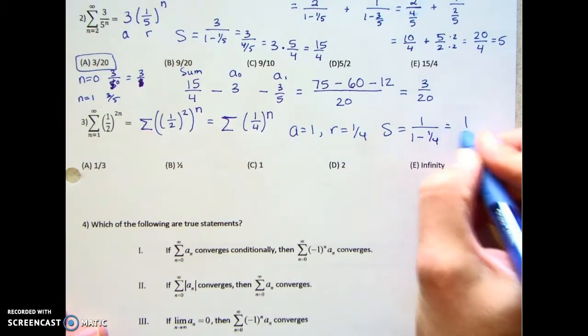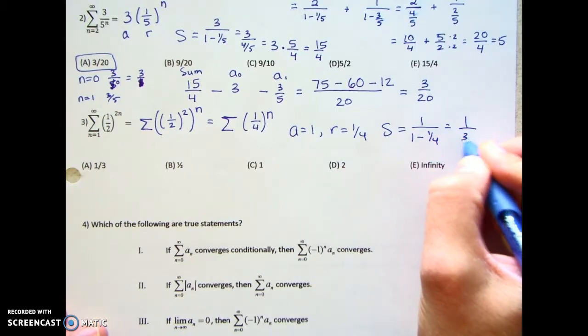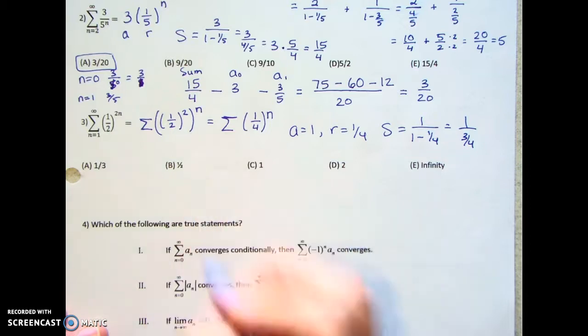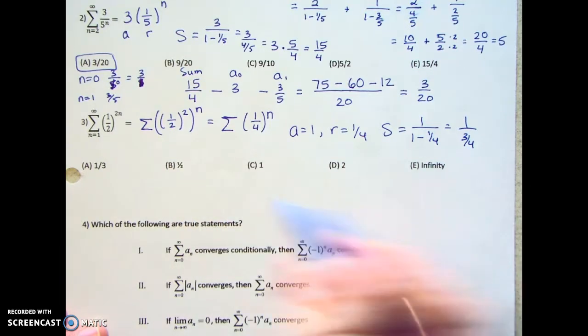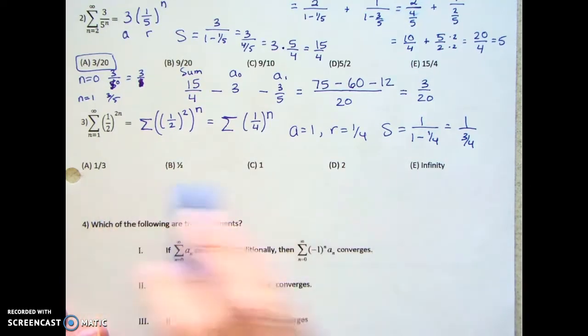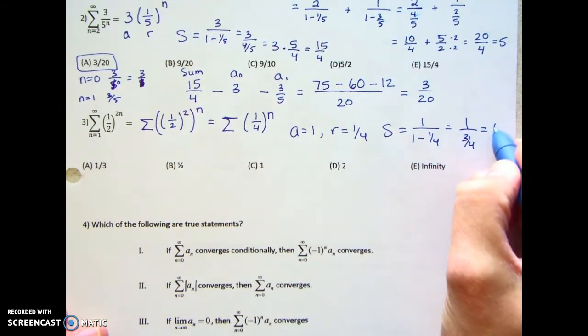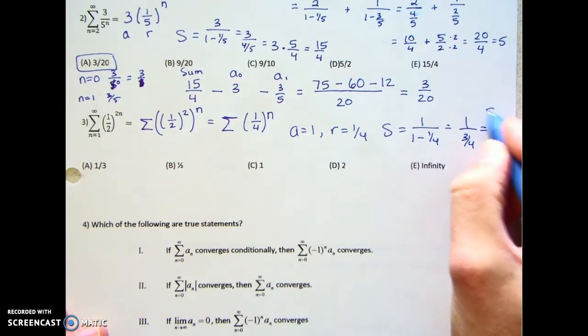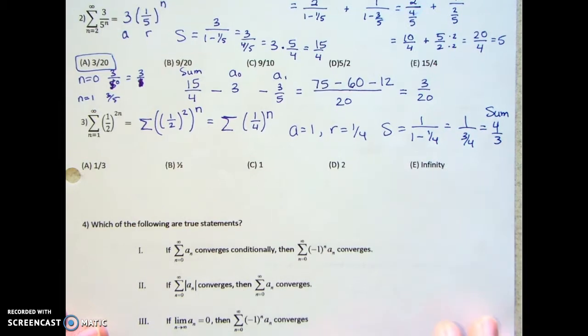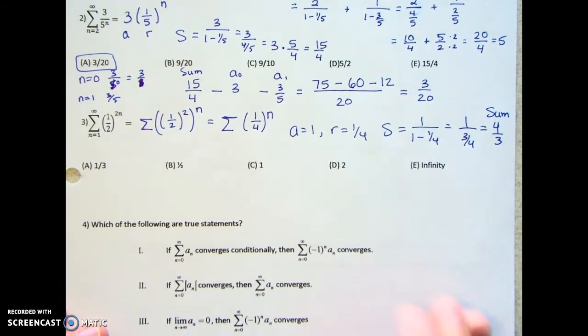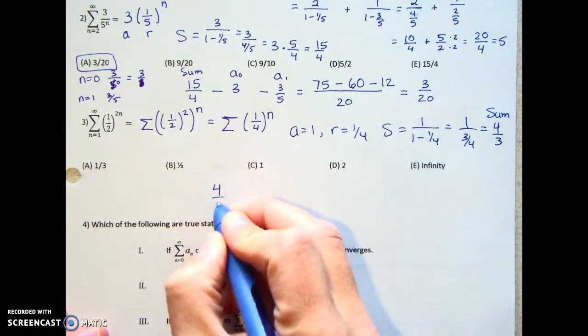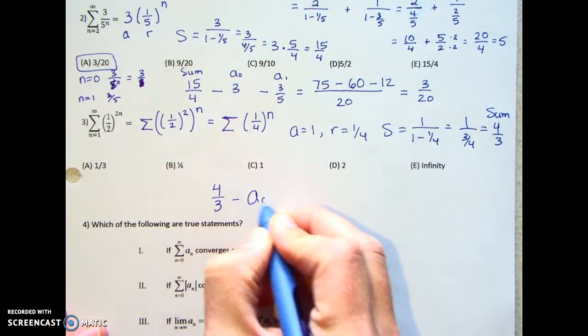So that would be 1 over 3/4, which means the sum is, oh my gosh, it's not here. Our answer 4/3 isn't here. Why not? That's the total sum. If we started at 0, what do we need to do? Where did we start? We started at 1. So we need to take our total sum and subtract a sub 0.